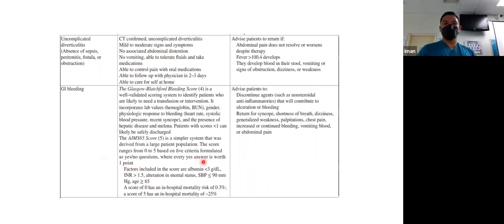Okay, so for this one I will advise the patient to discontinue any non-steroidal anti-inflammatories, and to return if the patient develops SOB, dizziness, general weakness, chest pain, persistent bleeding or vomiting blood. Okay.